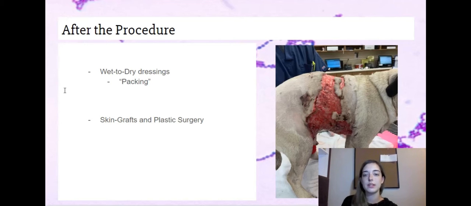Jackson Storm was given wet-to-dry bandages, which are changed daily. Then he was switched to polyurethane foam bandages, which allowed him to go home and return every 3 to 5 days for a bandage change. With each bandage change, he was given hydrotherapy and laser treatment to aid in his recovery.